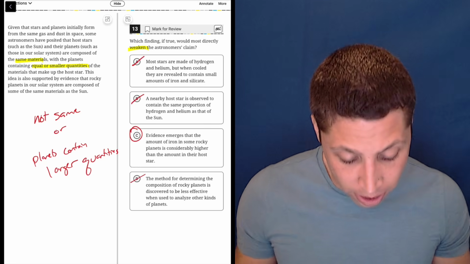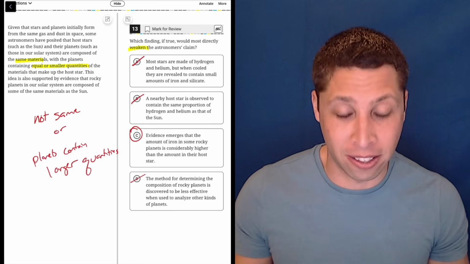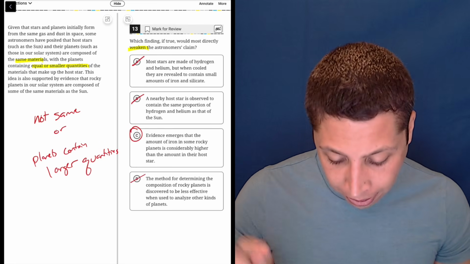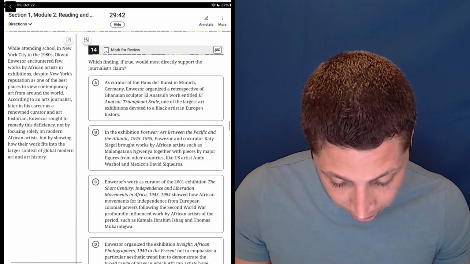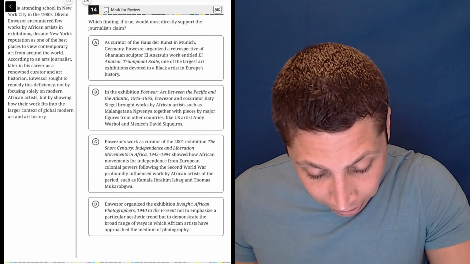First of all, it's the only one that really talks about both the planets and the stars in the same choice. So that's also reassuring, and it matches something that I anticipated it to say. Good. Which finding, if true, would most directly support the claim?